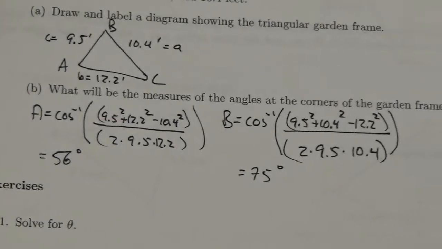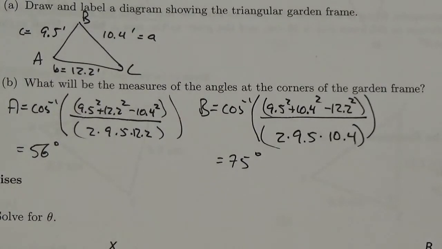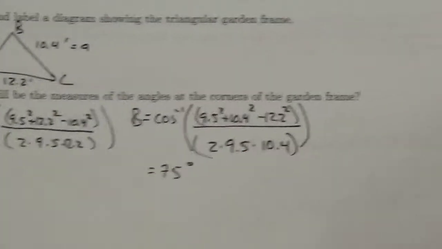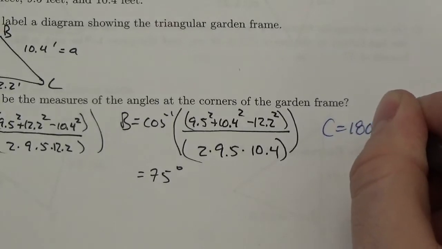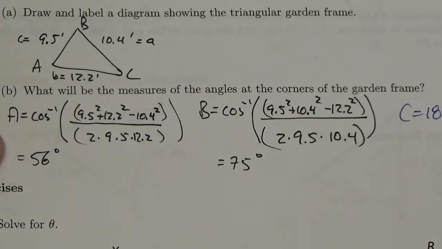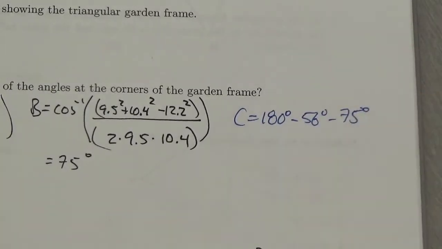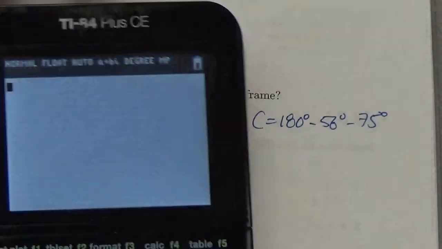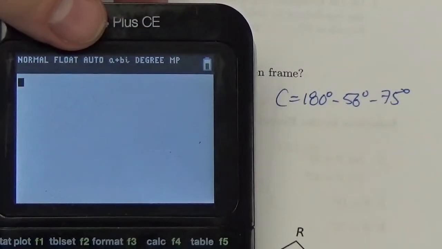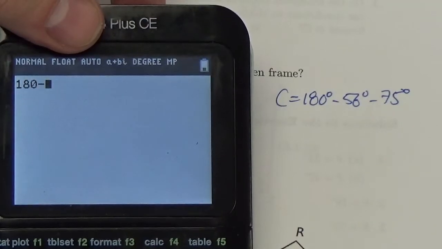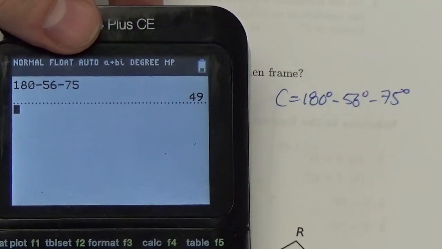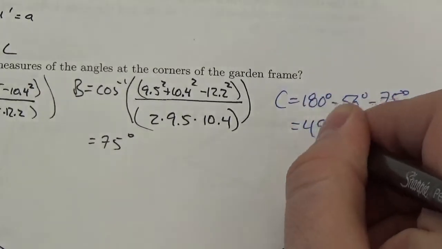Now, part of the point of this problem right here is that once you get to this point, you shouldn't have to do a whole bunch of work to get the last angle here. We know that the angles add up to 180. So I know that angle C is going to be 180 degrees minus the 2 angles that I found here. So minus the 56, minus the 75. And that is a much better way of finding the answer here. Now you could use the cosine law and set it up again, but there's really no need to. So 180 minus 56 minus 75, and I get that that missing angle here is going to be 49 degrees.